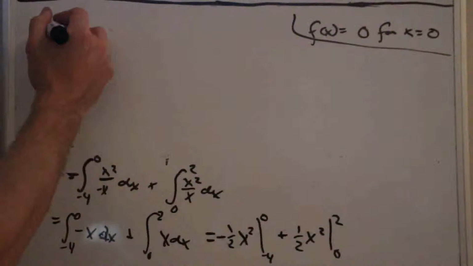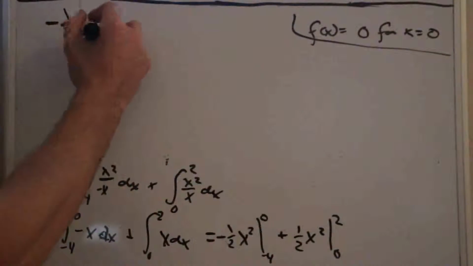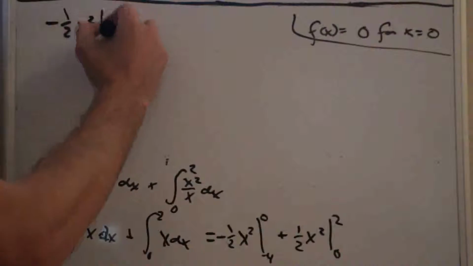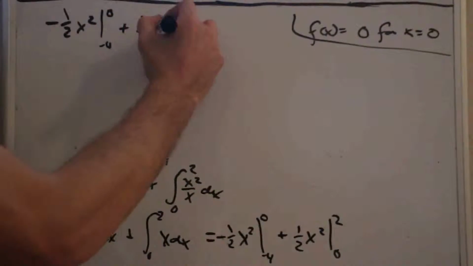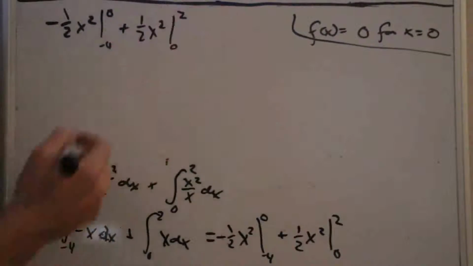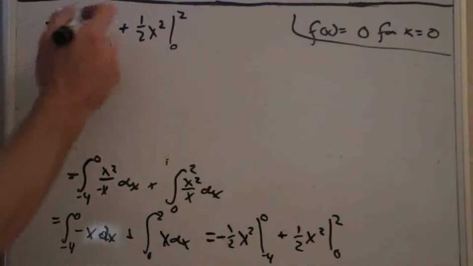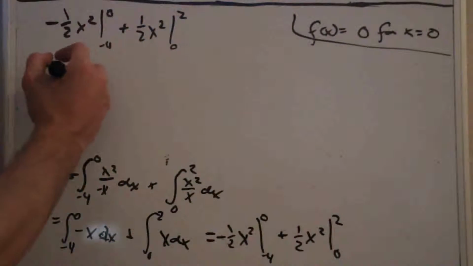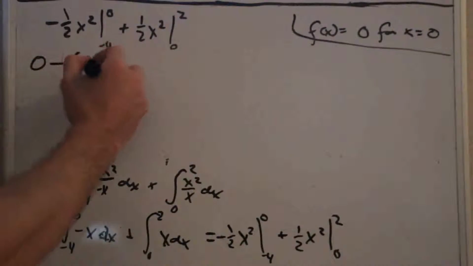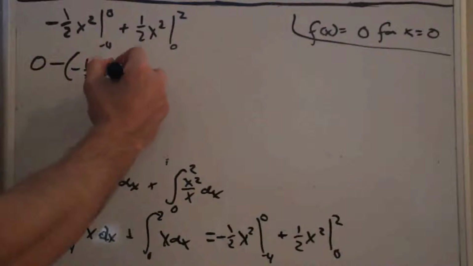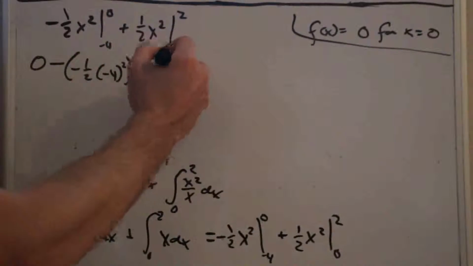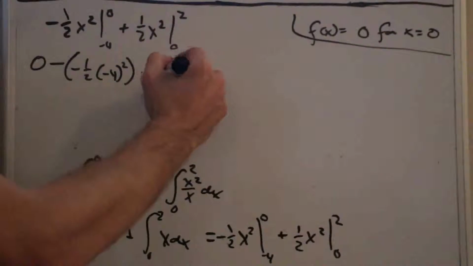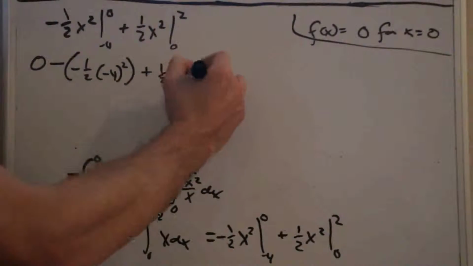Just evaluate your integrals. So negative 1/2 x squared from negative 4 to 0 plus 1/2 x squared from 0 to 2. I'm just evaluating, plugging in 0, obviously this is going to be 0. So then it would be 0 minus, in parentheses, negative 1/2 times negative 4 squared, plus, evaluating this at 2, 1/2 times 2 squared.